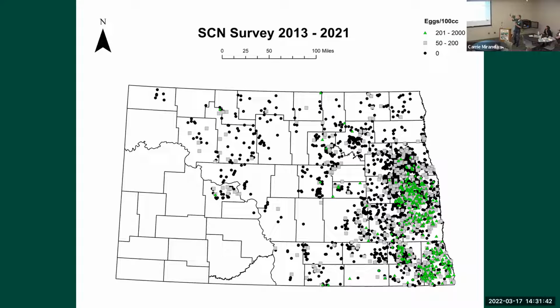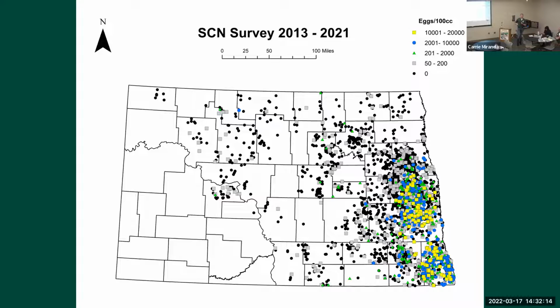So 200 to 2,000 with susceptible varieties, you're starting to see a yield bump, or a yield loss, right there. 2,000 to 10,000, you're starting to see a little bit of yield loss, even with resistant varieties. Yellow, over 10,000 eggs per 100 cc of soil: it doesn't matter if it's a resistant variety, you're likely seeing yield loss.